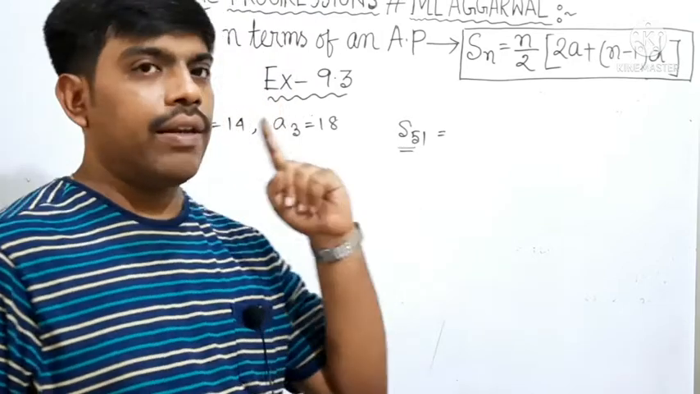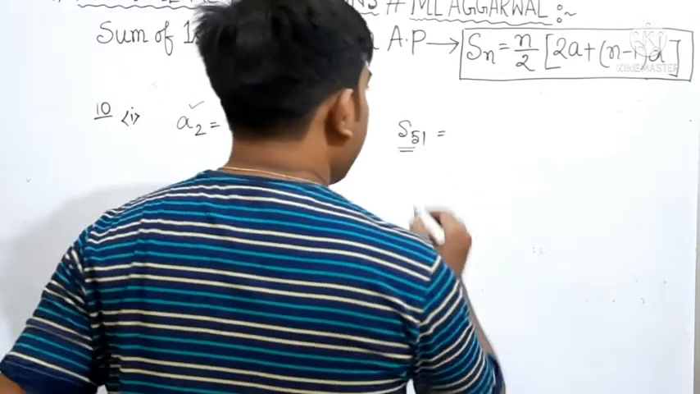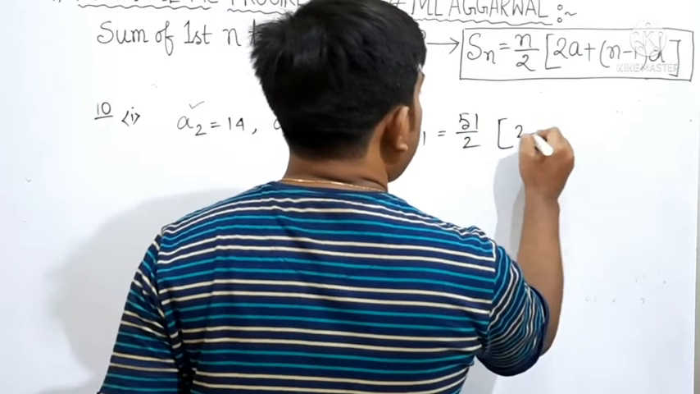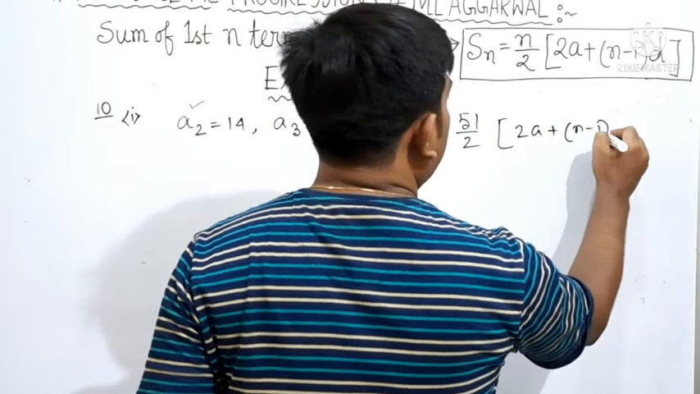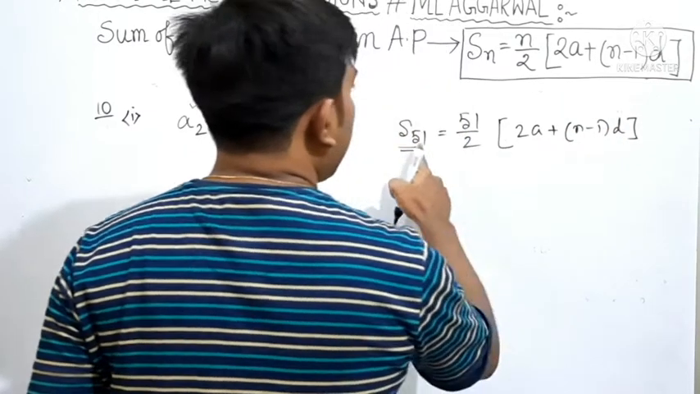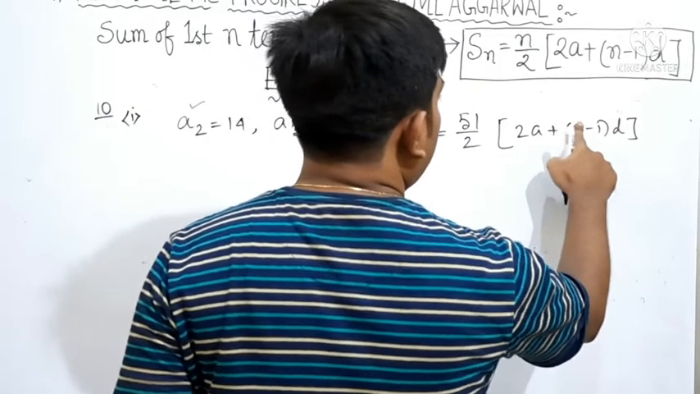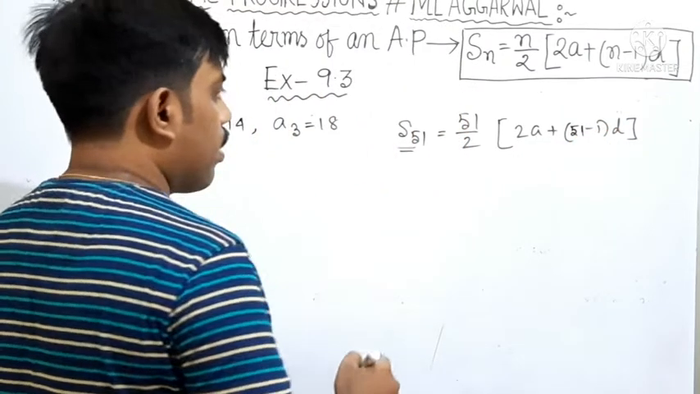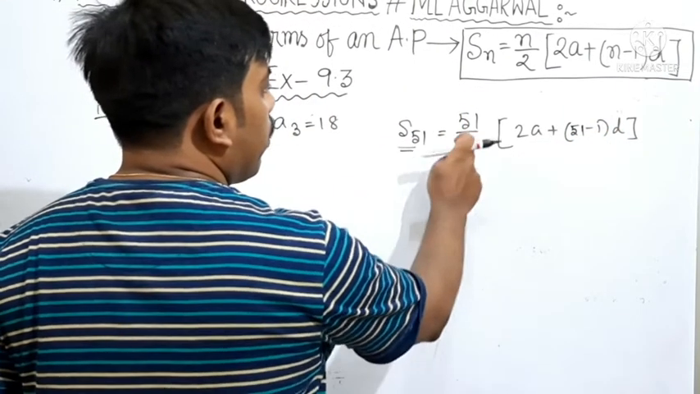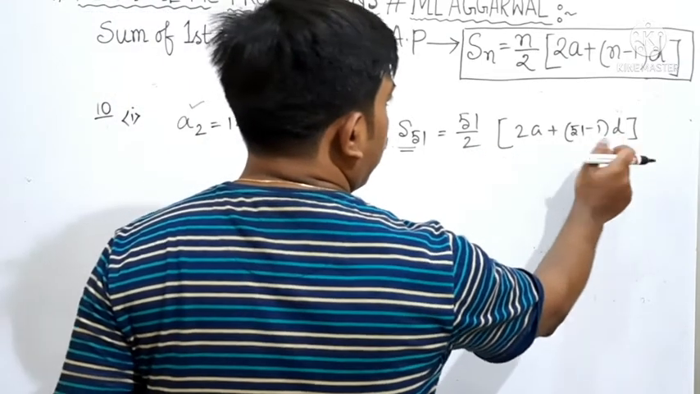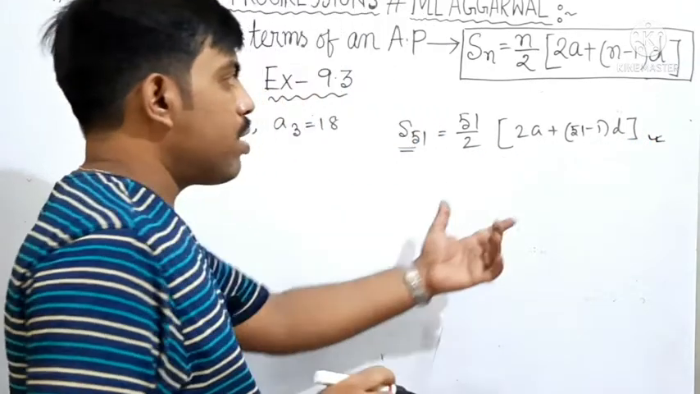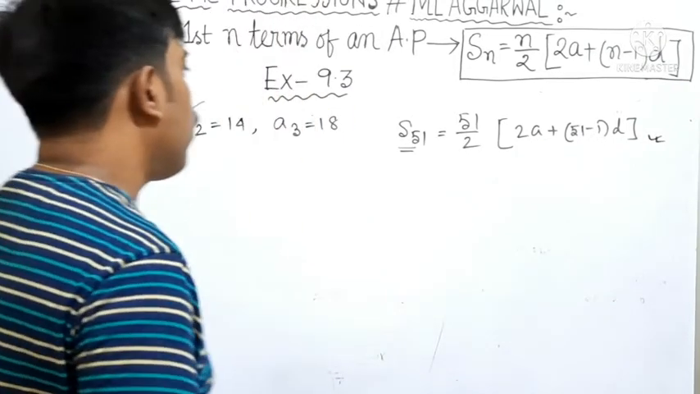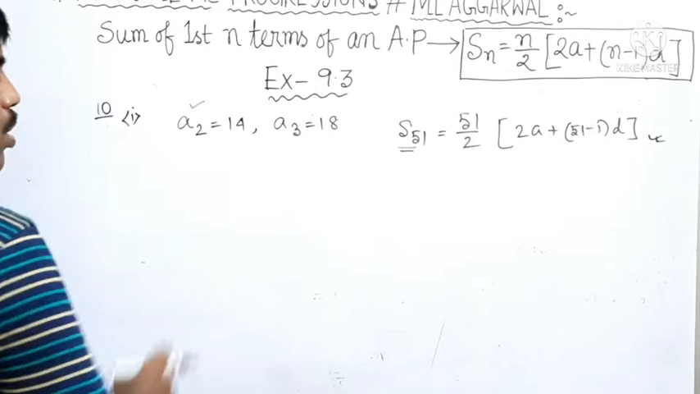These are A, D and n. Here n is given. From the formula you can get it: n by 2 into twice A plus n minus 1 into D. Here I already have the value of n, so it will be 51 by 2 into twice A plus n minus 1 into D. From this equation we see the values of A and D are not given, so we will find the values of A and D from these two equations.